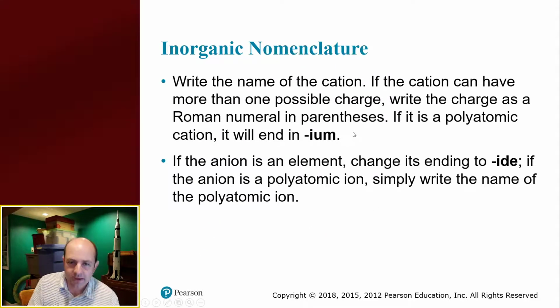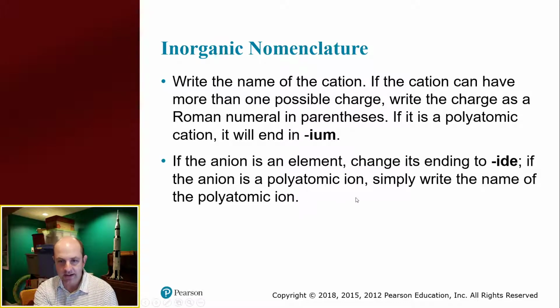All right, so inorganic nomenclature. So when we have these compounds, this covers ionic and covalent. If it's ionic here, we're going to write the name of the cation. If it has more than one possible charge, we write the charge with a Roman numeral in parentheses. If it's a polyatomic cation, it will end in ium, so ammonium. There's a few other ones, but ammonium's really the only one that they're ever going to use here, so don't worry about that. If the anion is an element, change it to ide. So we would write, oxygen becomes oxide, fluorine becomes fluoride.